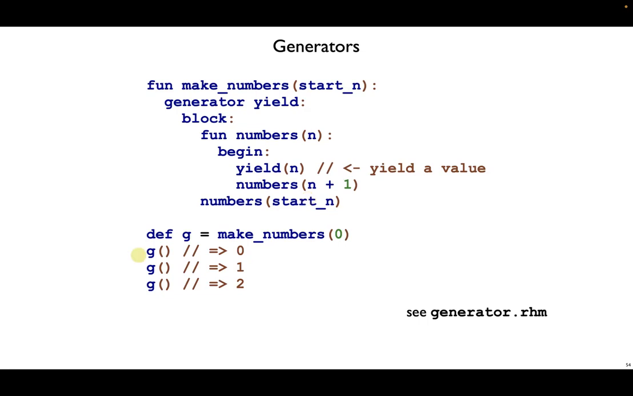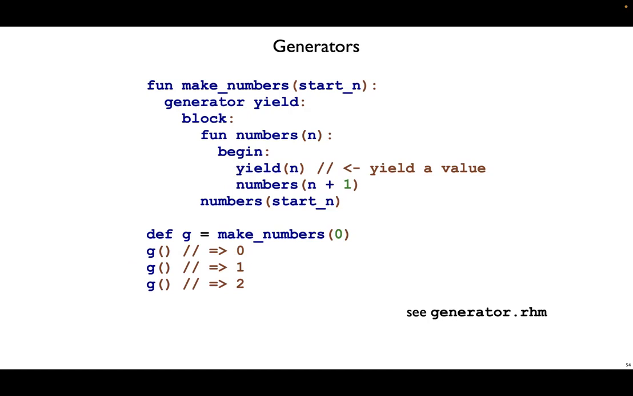So when we call g for the first time, the generator will spin until it reaches the first yield, then it will yield 0, and then stop, bounce back out to the top level, and then wait until it's called again. Now at the second call, we pick up right where we left off at the yield. Call numbers with n plus 1, jump back in, and yield 1 this time.